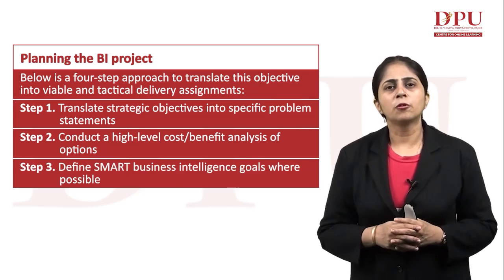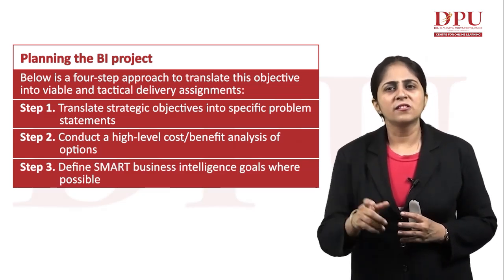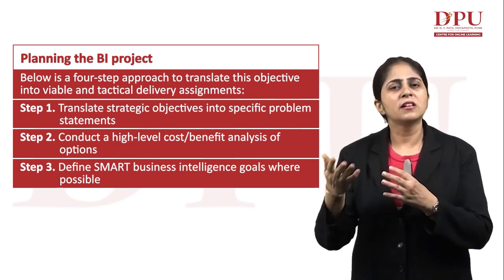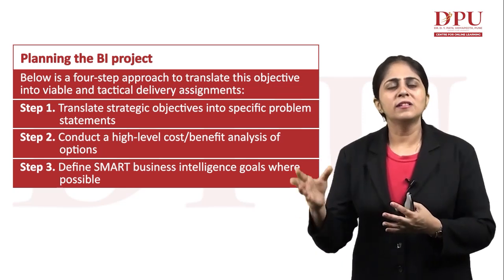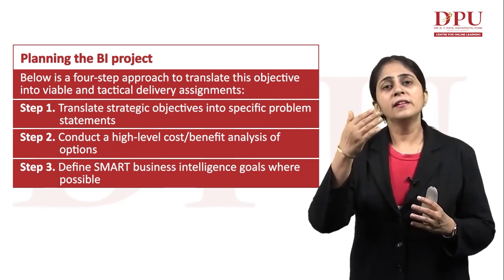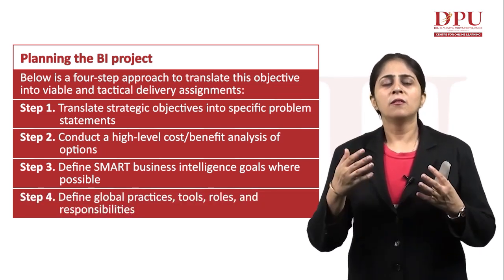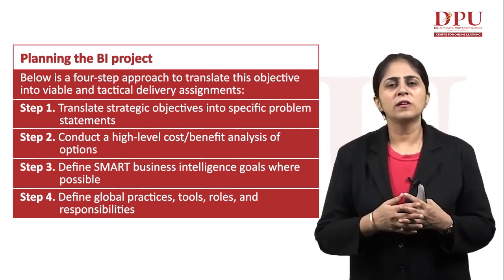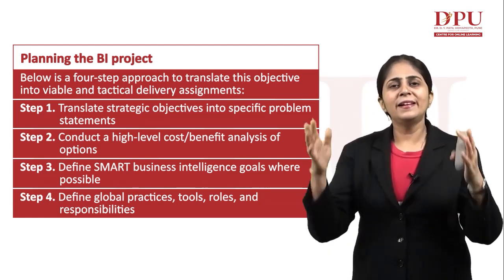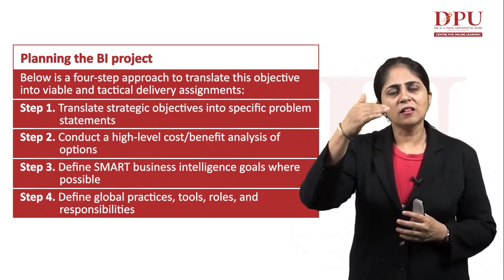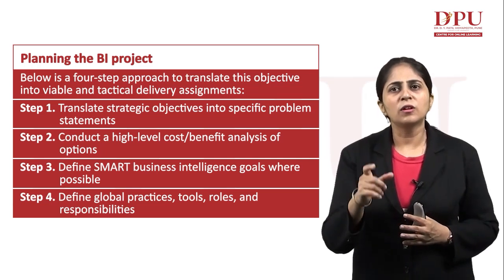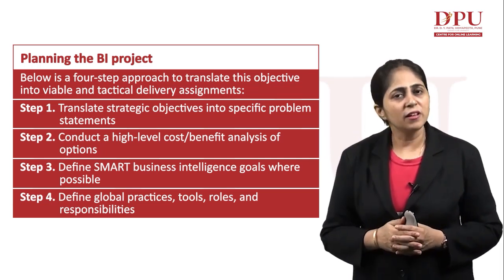Then step 3 would be to define the SMART business intelligence goals wherever possible. So we will define what our business intelligence goals are, what goals we can achieve using this business intelligence project. And in step 4, we will define the various global policies, the tools, the roles and the responsibilities for building this project. So this is just a 4-step approach to translate the objective into a viable and tactical delivery assignment.